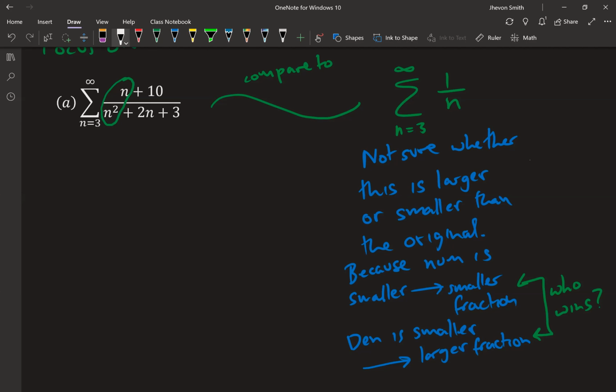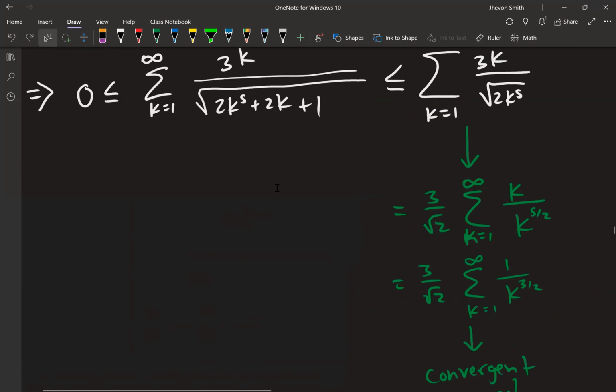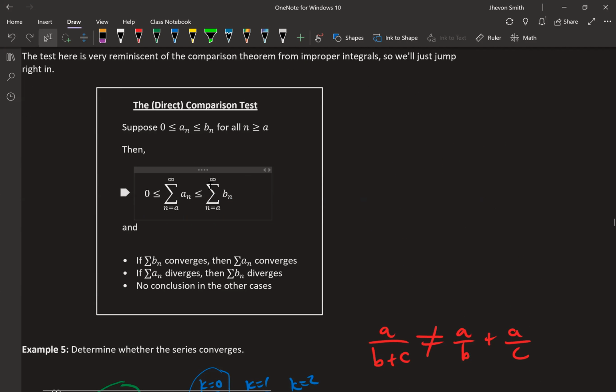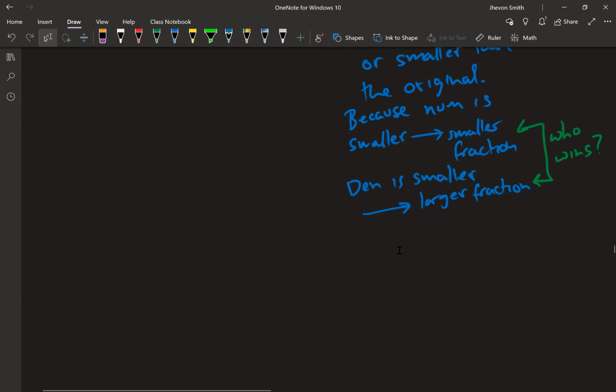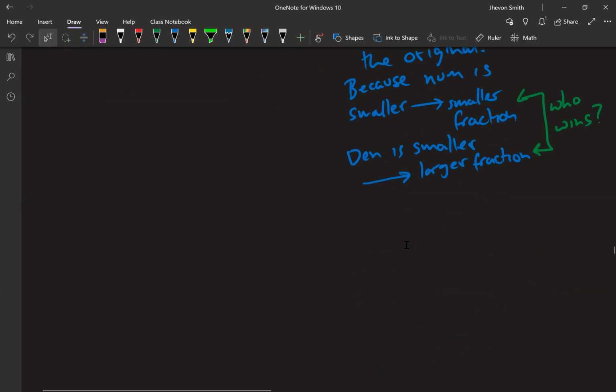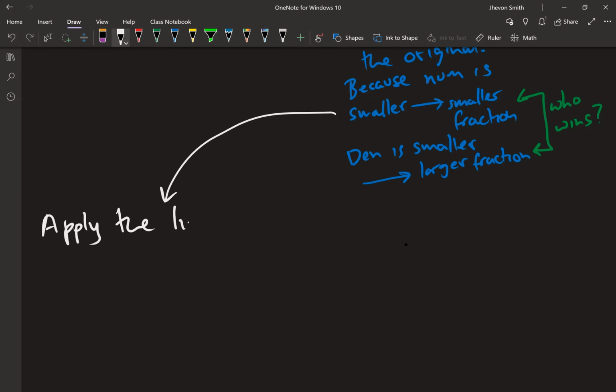So we're in a situation where I know exactly the guy who I want to compare it to, but because of jumping from one guy to the other, I'm just not sure who would be bigger or who would be smaller, which for the direct comparison test, I actually need to know. So here, I don't know who's bigger or who's smaller. So I'm going to apply the limit comparison test, because the limit comparison test doesn't care who's bigger or smaller.